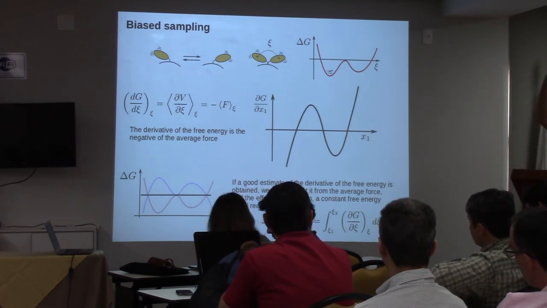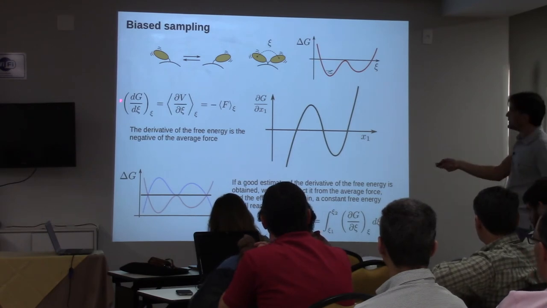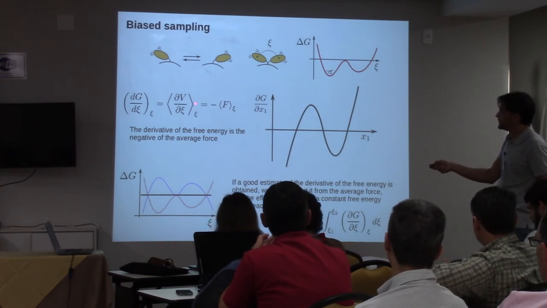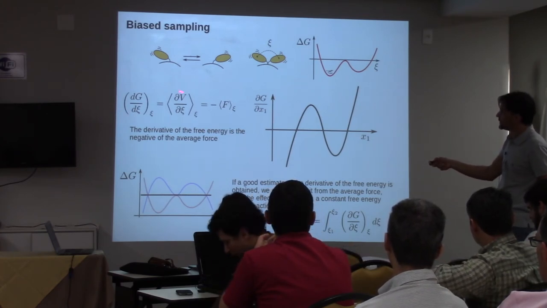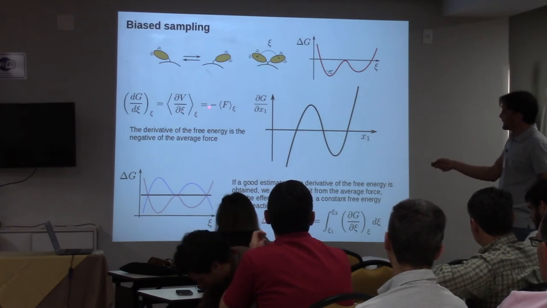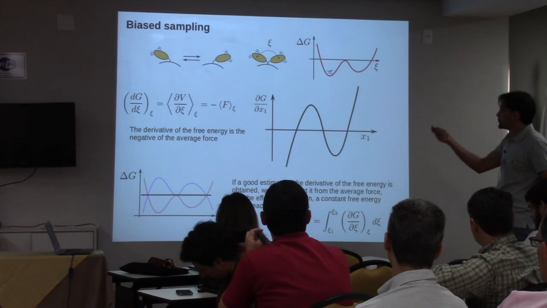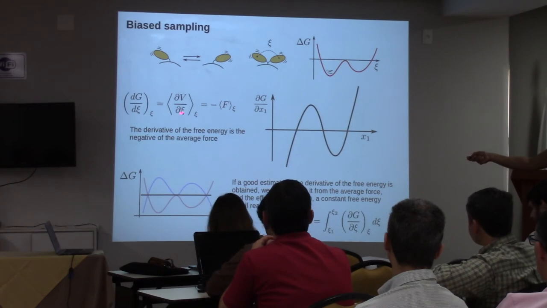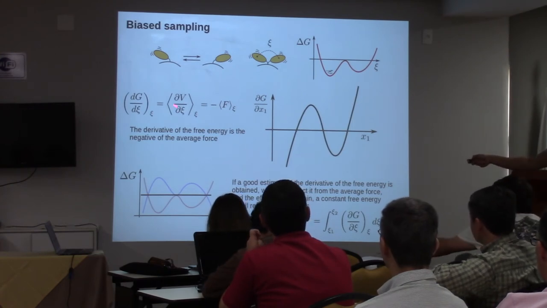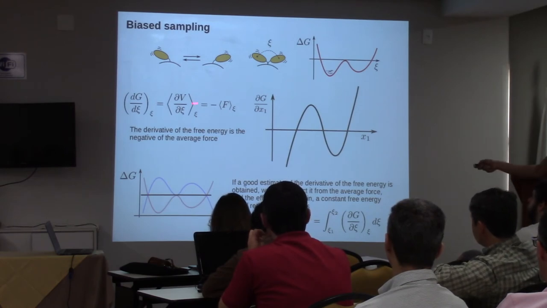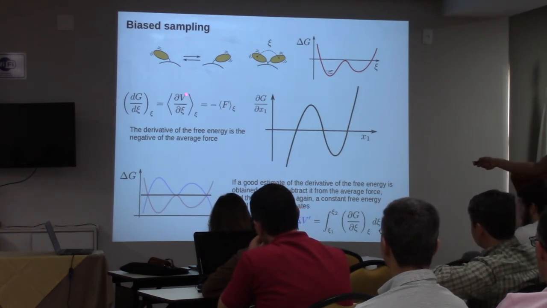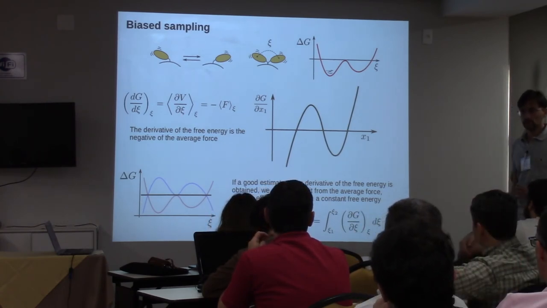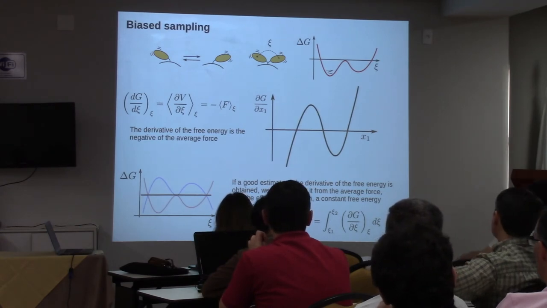And we know from our previous considerations that the derivative of the free energy relative to the reaction coordinate is the average derivative of the potential energy along the reaction coordinate. For a simple reaction coordinate, a technical detail here, if the reaction coordinate is a Cartesian coordinate, this is the derivative of the potential energy relative to a Cartesian coordinate, which is minus the force. The force is minus the gradient of the potential energy.